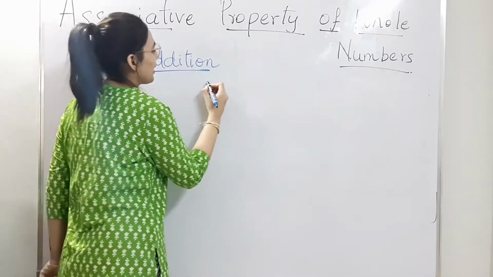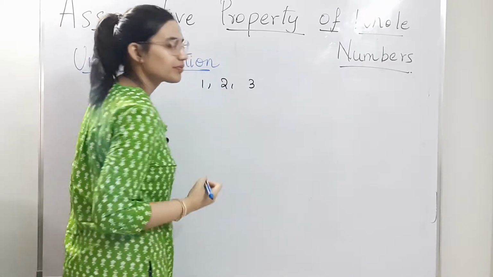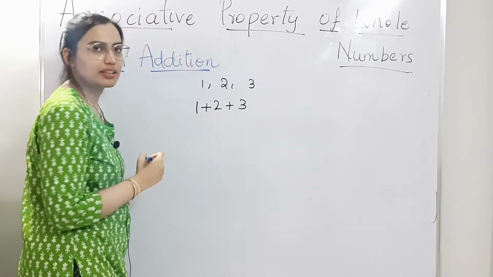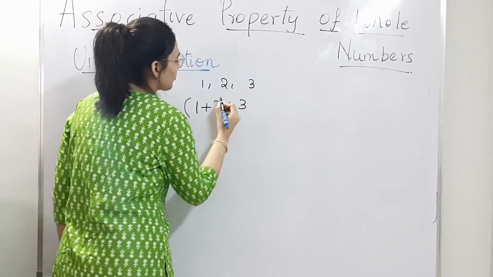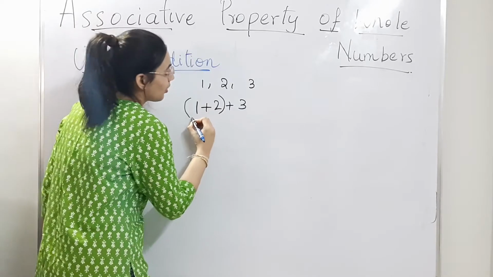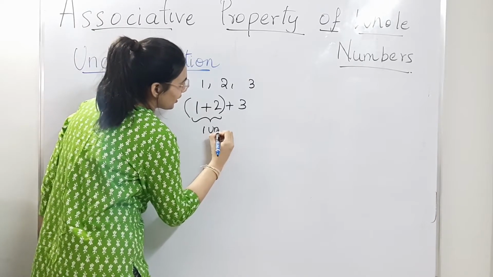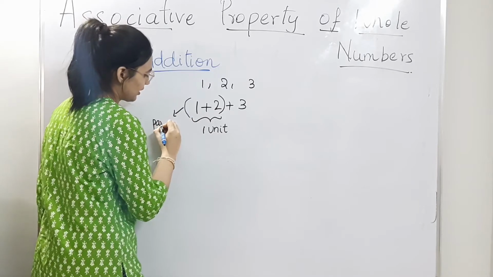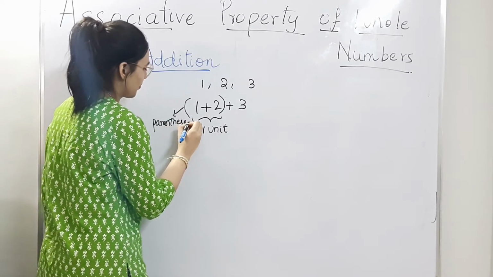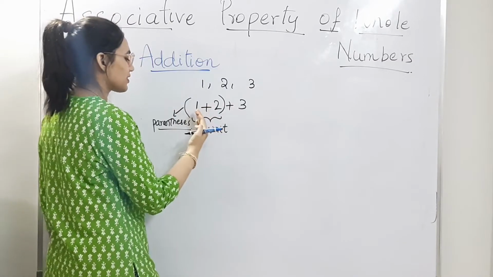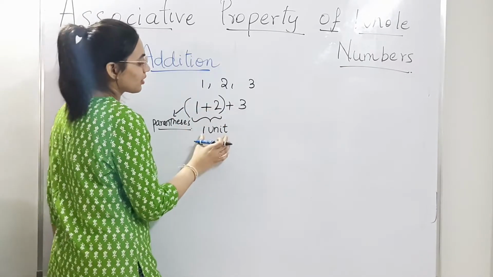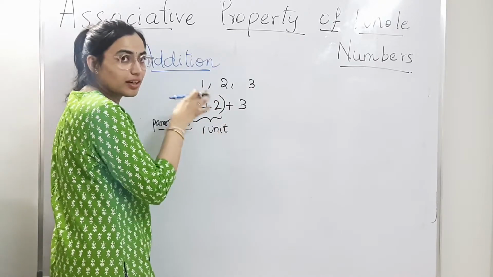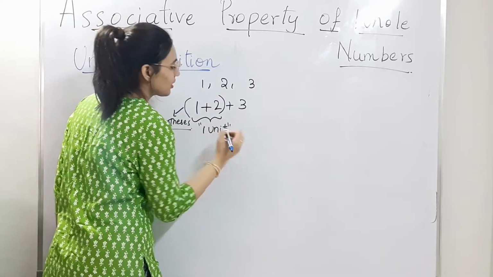So now I have three basic numbers, 1, 2, 3. Now I would like to see what is the value of 1, 2 and 3. What I'll do is group 1 and 2 together. Remember, the numbers that are written inside the parenthesis are grouped together, and this entire grouped parenthesis that consists of numbers can be called one unit.